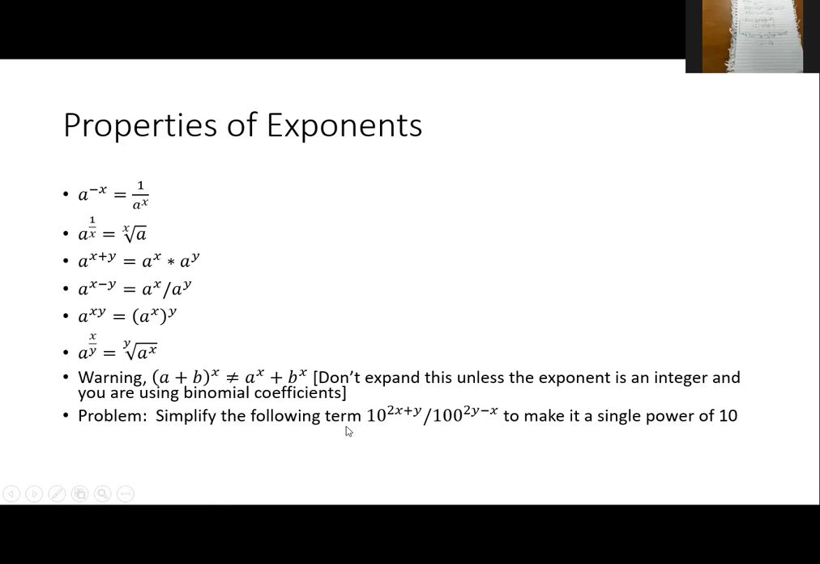Here's a problem. Simplify this term to make it a single power of 10 using these properties of exponents. You want to work on that right now? The term is 10 raised to the 2x plus y power divided by 100 raised to the 2y minus x power. Take this whole thing and make it a single power of 10. So it's 10 to the something. What would it be? Your answer is going to be in terms of x and y.